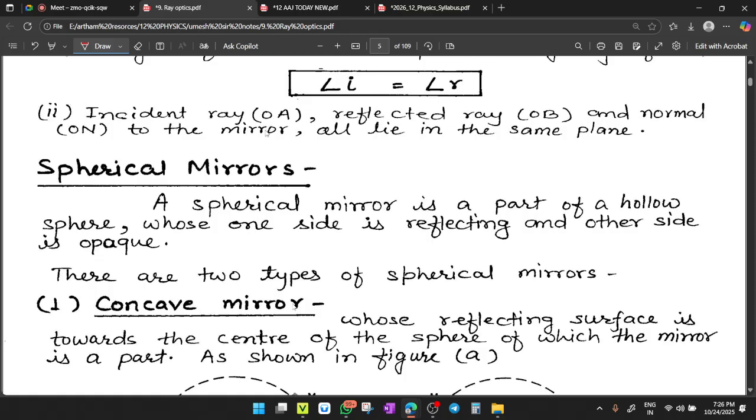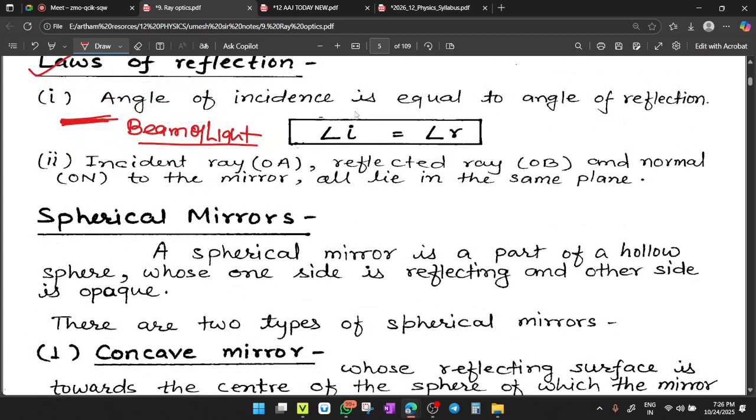Beam of light. Beam of light means whenever there are so many lights condensed together, they will form a beam of light. Clear or not clear? Beam of light means so many parallel lights combined together, and they will form a beam of light.